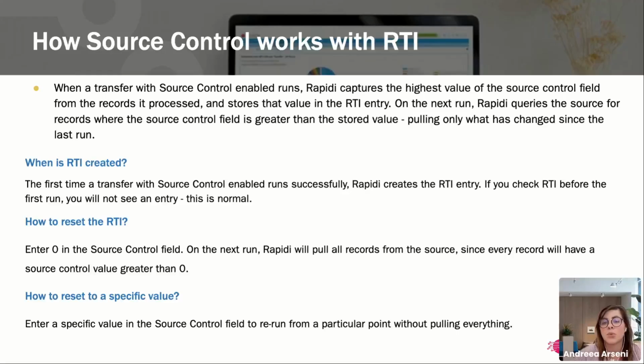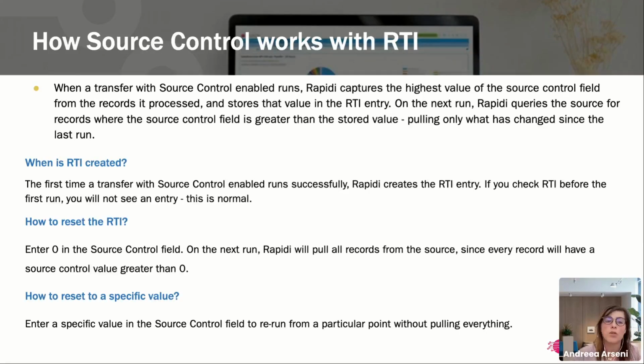So it will read all the records and then capture the highest one. Let's say everything ran up until today's date and time. Then Rapidi will store that value in the RTI entry. Then, when you have the next run, Rapidi will query the source for those records where the source control is greater than what has been stored.